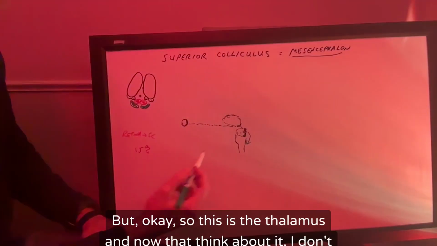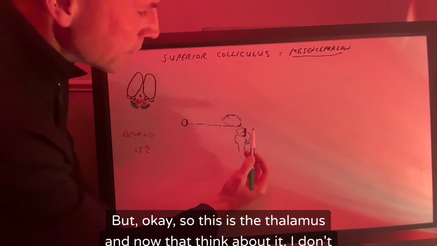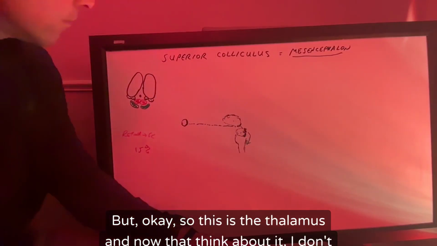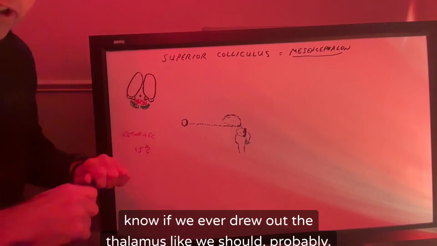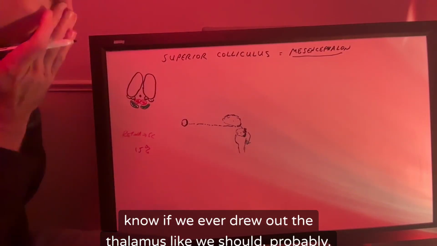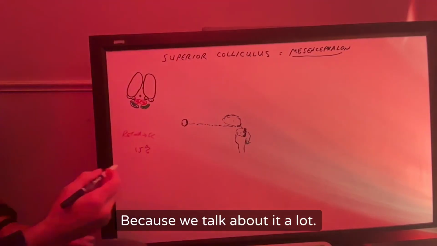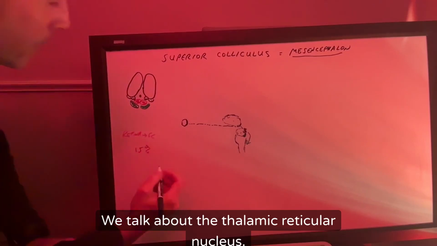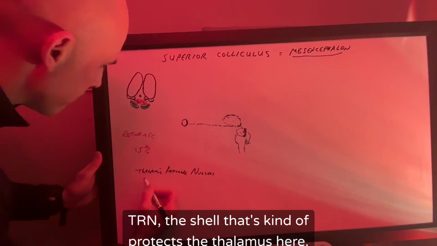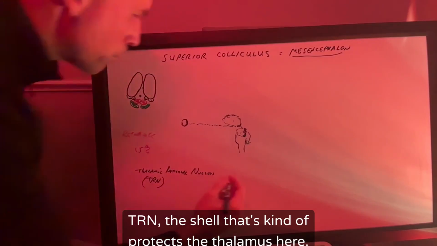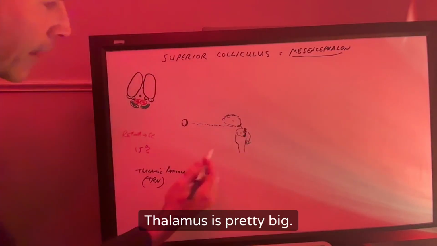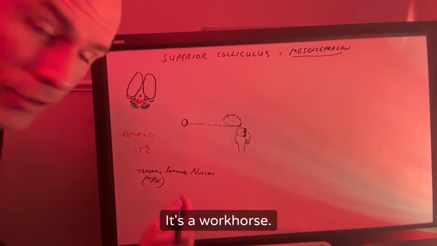That's the big one. But okay, so this is the thalamus, and now that I think about it, I don't know if we've ever drew out the thalamus like we should. Probably, because we talk about it a lot. We talk about the thalamic reticular nucleus, TRN, the shell that kind of protects the thalamus here. Thalamus is pretty big. It's a workhorse.